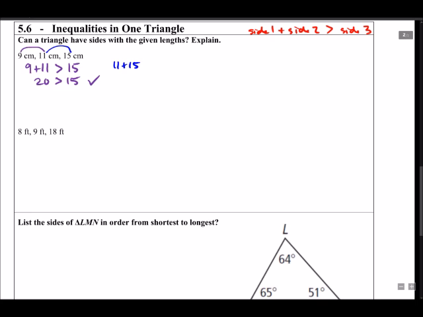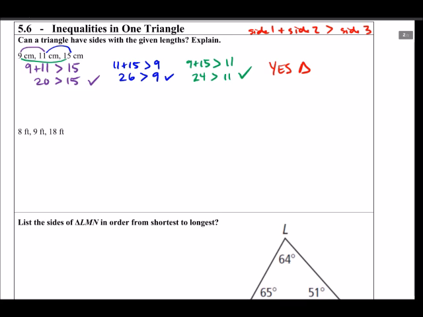11 plus 15 is greater than 9. That has to obviously be true. Both of those are greater than 9 to begin with. So check. And the third side, our last two here, 9 plus 15 has to be greater than 11. One of them already is. So 24 is greater than 11. Check. Yes, this is going to be a triangle because the sum of the lengths of any two sides is greater than the length of the third side.